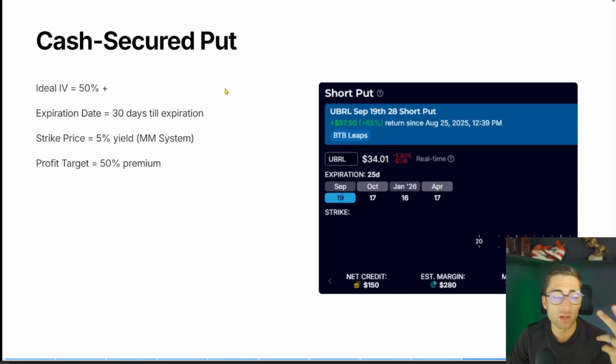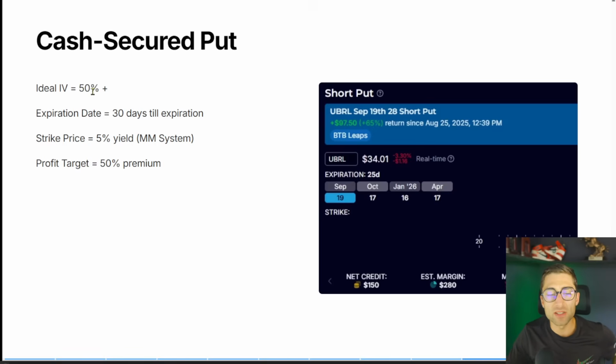Cash secured puts, covered calls, and then long options. Number 1, cash secured puts. This is the coaching program formula. We have IV needing to be over 50%. I use UBRL as an example.